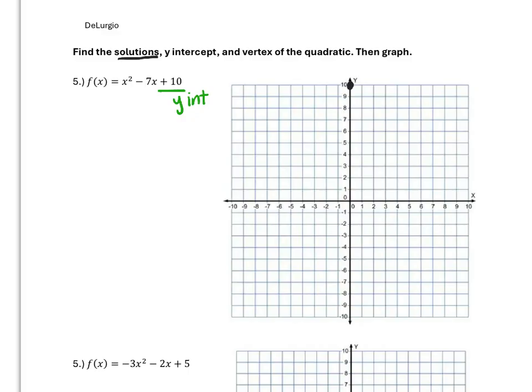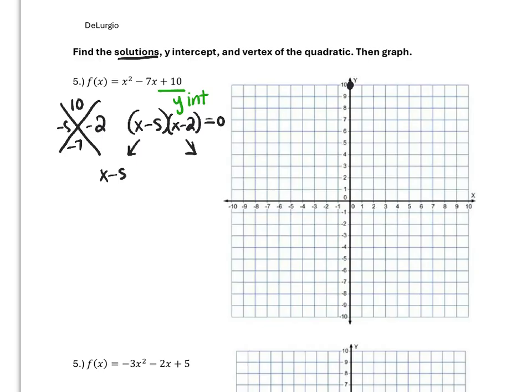Then let's do our solutions, which means we are going to factor. So 10, -7, -5 and -2. So we get x minus 5, x minus 2, set equal to 0. Set each of these equal to 0 and solve. So we have x equals 5, and x equals 2. So +2 and +5, those are my two x-intercepts.